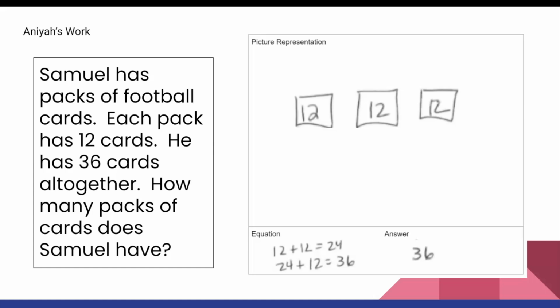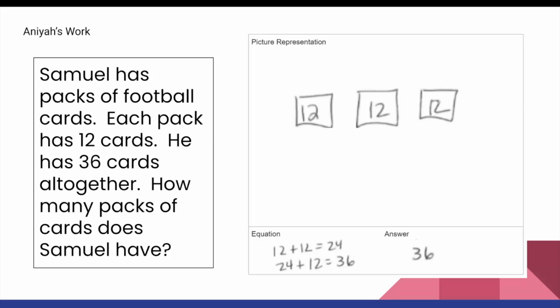In her pictorial representation, Anaya does have 3 packs of cards, each with 12 cards inside. Looking at Anaya's equation, 12 plus 12 equals 24. That 24 added with another group of 12 equals 36 would be awarded 2 points because it accurately shows her 3 groups of 12 being added together to get 36. Her answer of 36 does not answer the question, how many packs of cards does Samuel have? So that would be awarded 0 points.